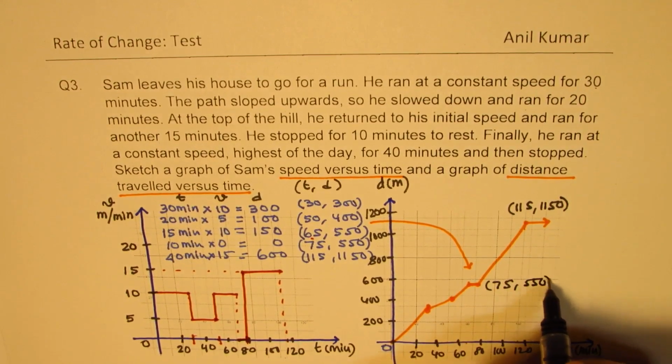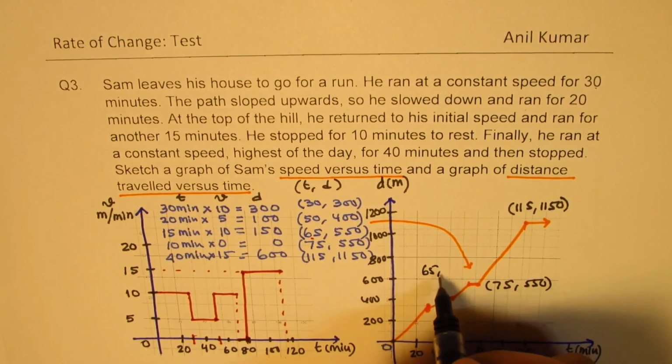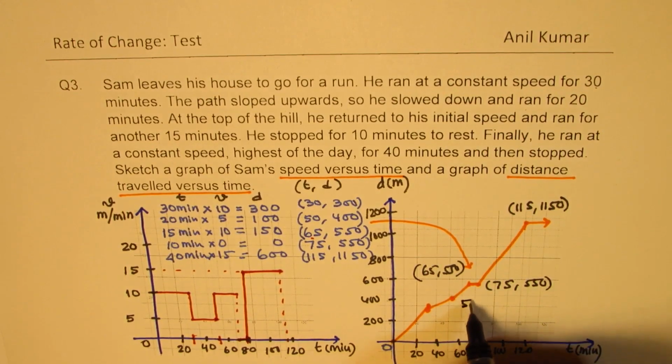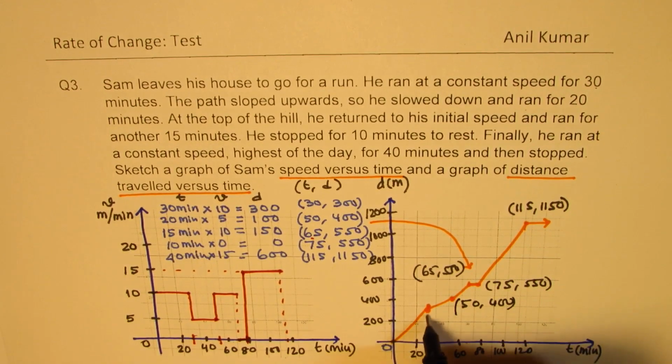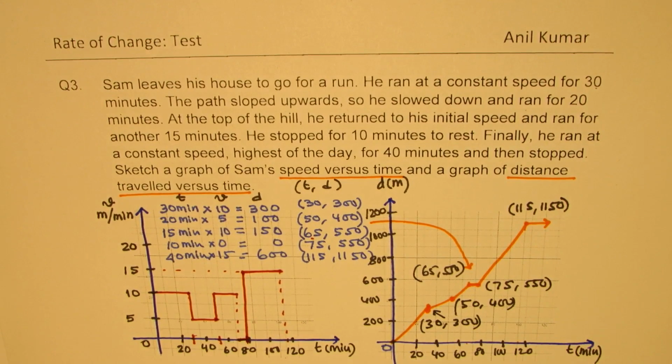75, 550. Here we have 65, 550. And then we have 50, 400. And here we have 30, 300. Correct? So that gives you an absolutely correct graph for distance versus time when you had assumed some velocities for the time duration given. So I hope that helps.